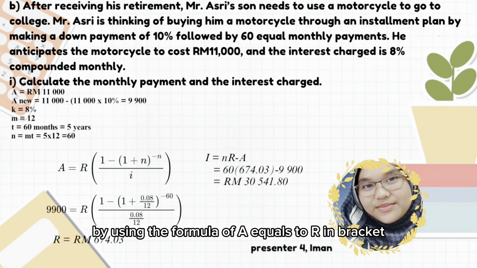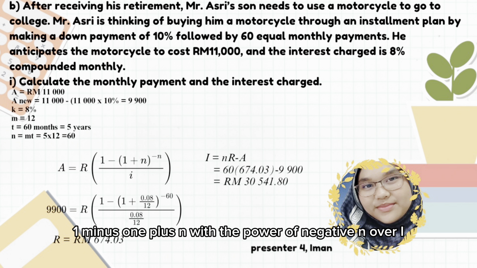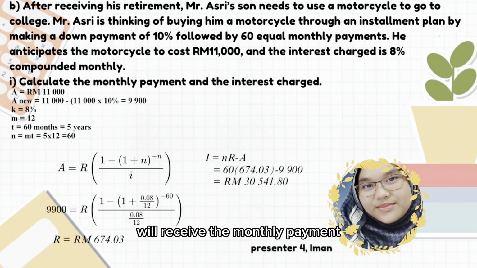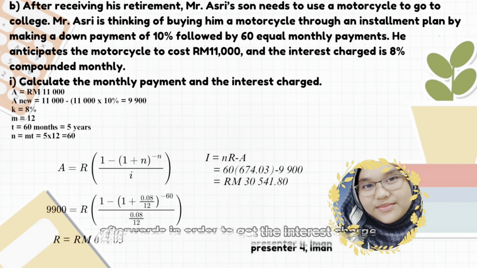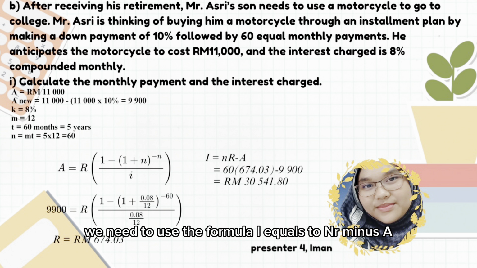By using the formula A equals R in brackets 1 minus 1 plus I to the power of negative N over I, we receive the monthly payment R equals 674 ringgit and 3 cents. Afterwards, in order to get the interest charge, we need to use the formula I equals NR minus A, which equals RM3,541.80.